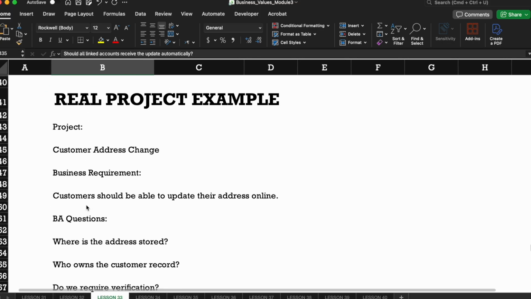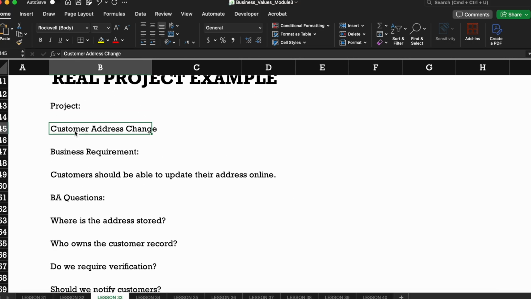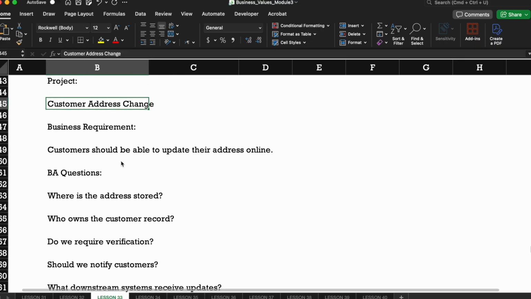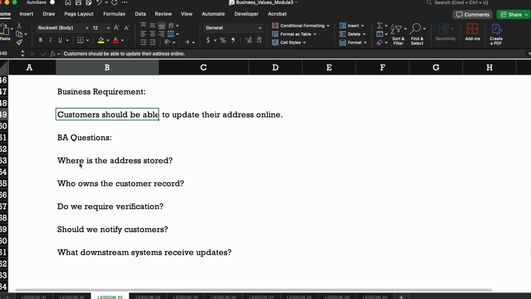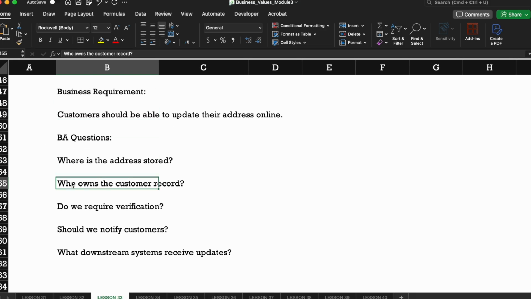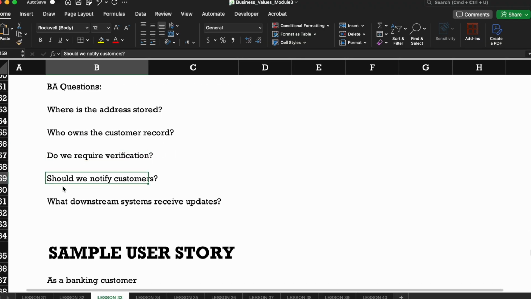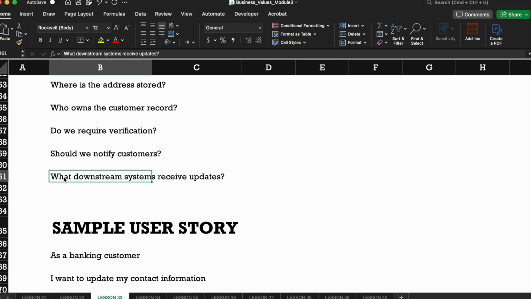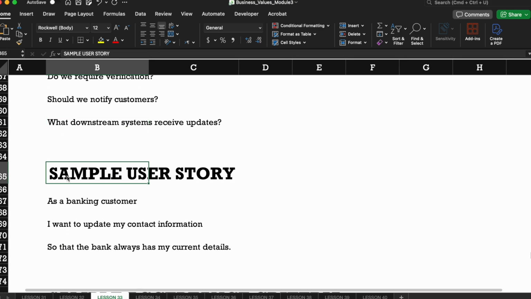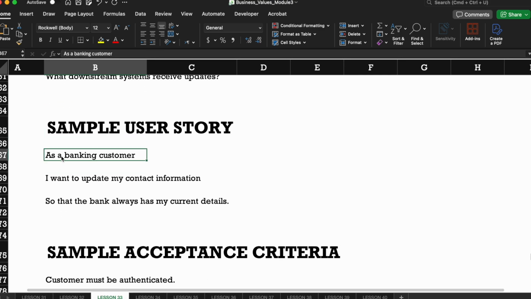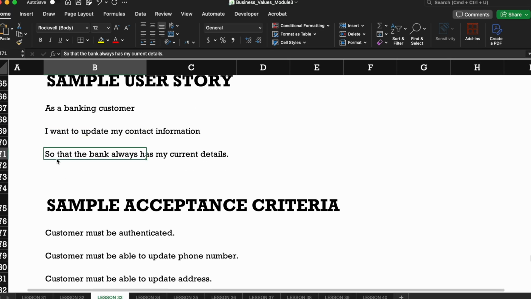So a real project example: project customer address change. Business requirement: customer should be able to update their address online. BA questions: where is the address stored, who owns the customer record, do we require verification, should we notify the customer, what downstream systems receive updates. Sample user story: as a banking customer, I want to update my contact information so that the bank always has my current details.